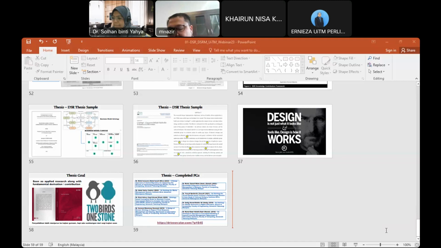Antara kategori dia, artifact itu adalah sebuah method, yang kita kategorikan sebagai method. Boleh? Hello. Oh, okay, clear, very clear.